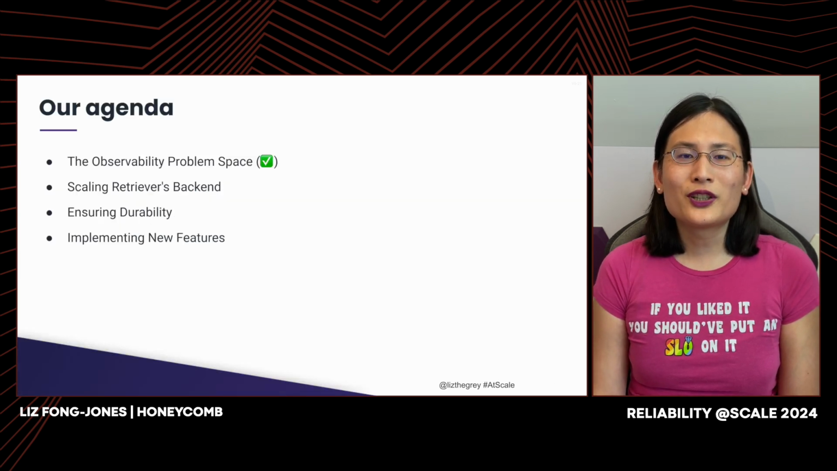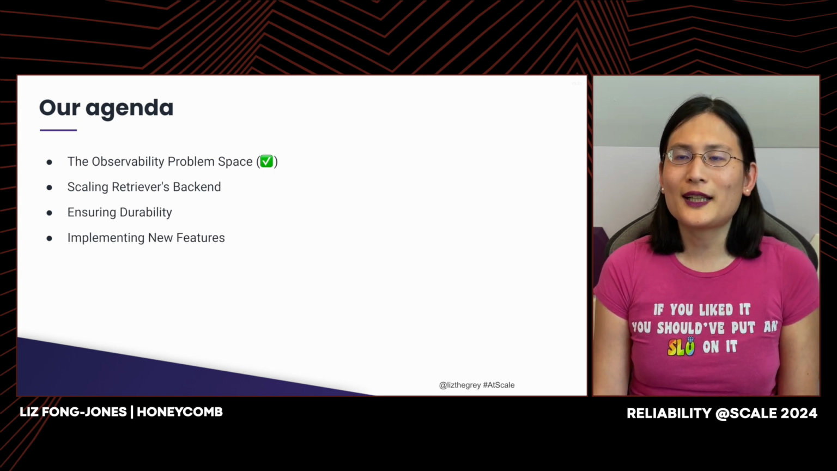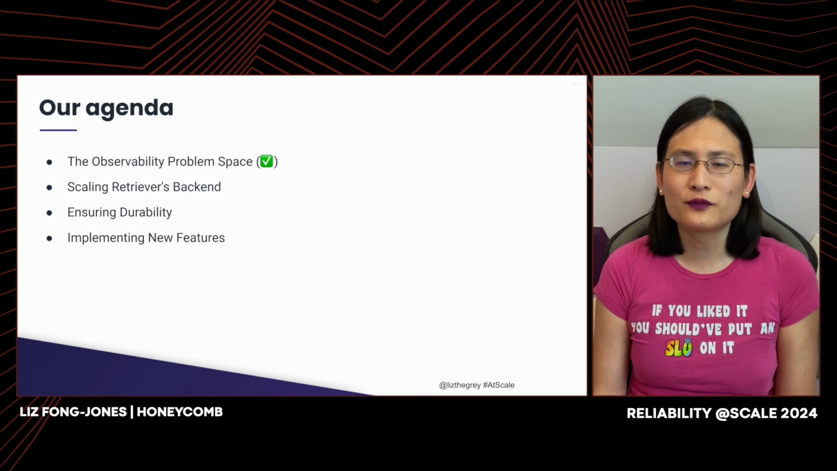So today we're going to talk about 4 things. We've already talked about the problem space of observability and some of the background on why a system like Scuba or Retriever might be useful.